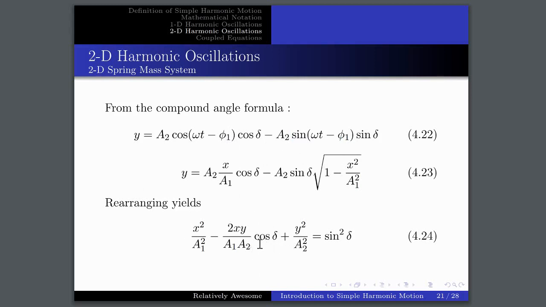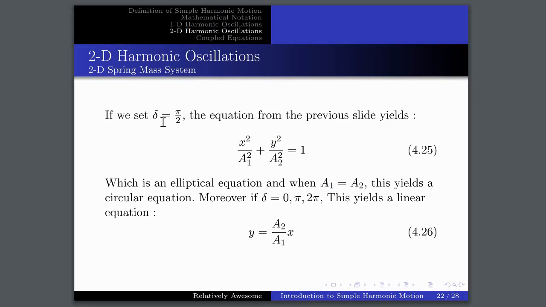Given that cosine delta and sine squared delta are constants, we obtain an equation for the conic section. If we let delta equal pi over 2 from the equation on the previous slide, we obtain an elliptical equation. And when we let a1 equal a2, we obtain a circular equation. Moreover, if we let delta equal 0, pi, or 2 pi, we actually obtain a linear equation. This is very cool because for different values of the difference in phase angle, we can obtain different shapes when we plot them on a graph.